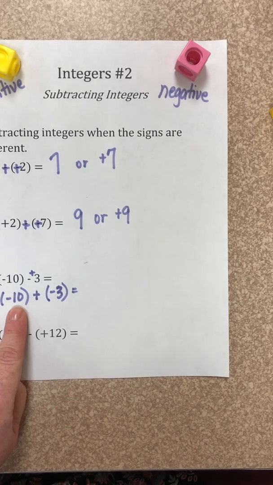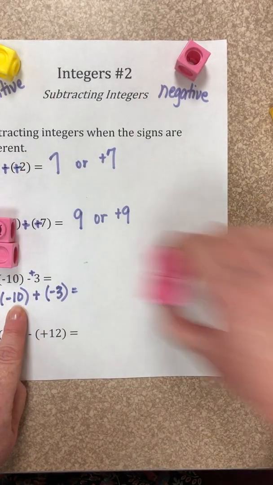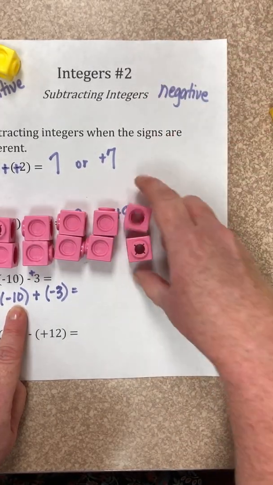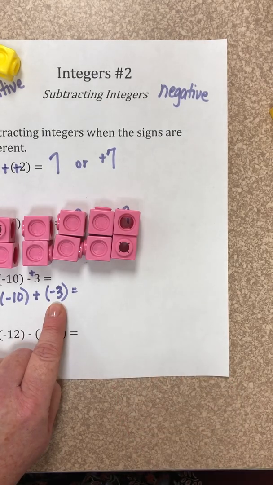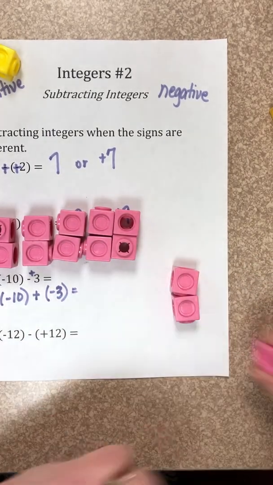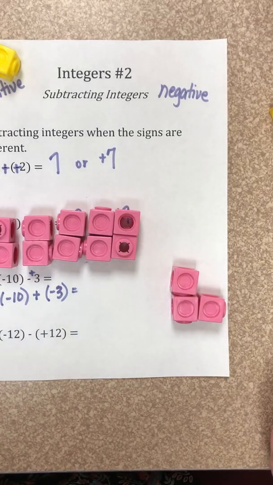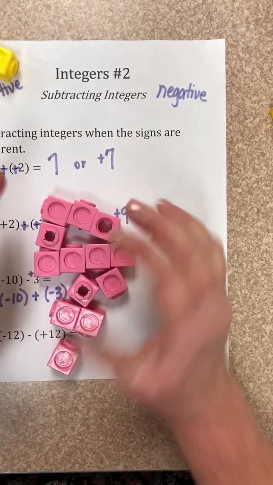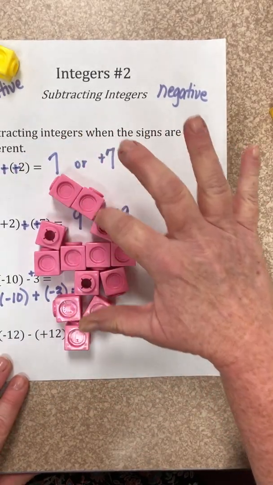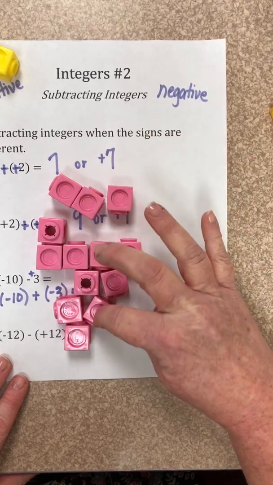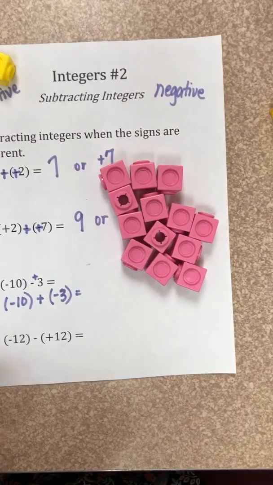So we need 10 pink, 10 negatives, 1, 2, 3, 4, 5, 6, 7, 8, 9, 10. And now we need negative 3, so that's 3 more pink. Here's 1, 2, 3. Well, notice they're all the same color, so that means we're going to put them all together and now count. 1, 2, 3, 4, 5, 6, 7, 8, 9, 10, 11, 12, 13. So our answer is 13.